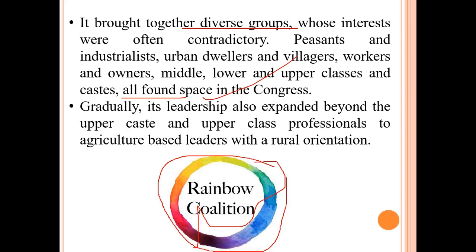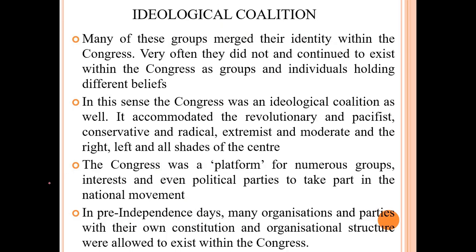Rainbow coalition means almost all ideological people were found in Congress. Many of these groups merged their identity within the Congress, but very often they did not and continued to exist within Congress as a separate group. In this sense, the Congress was an ideological coalition as well.